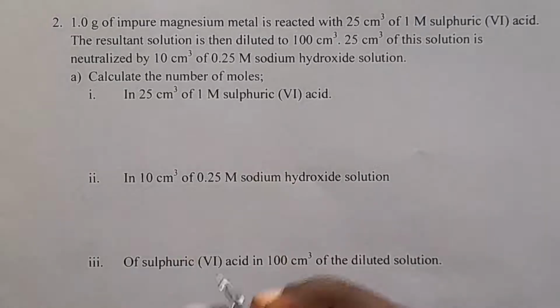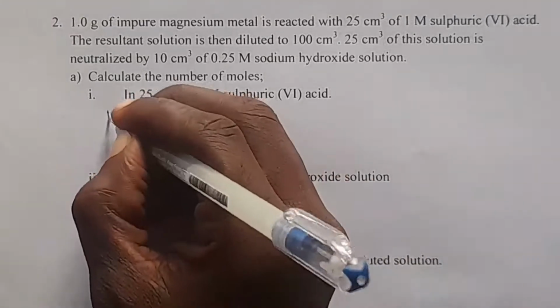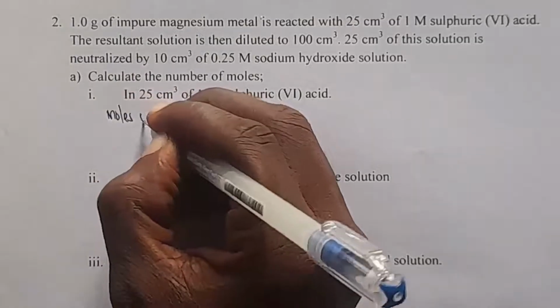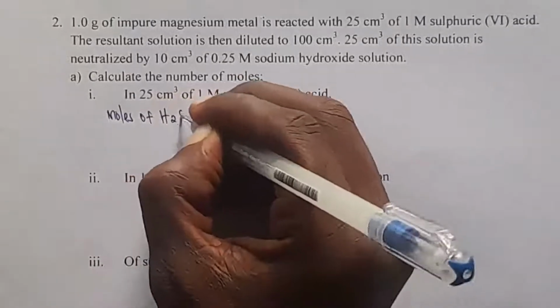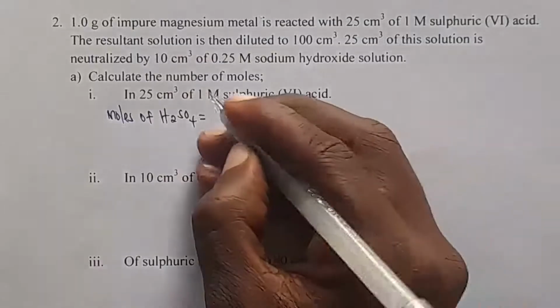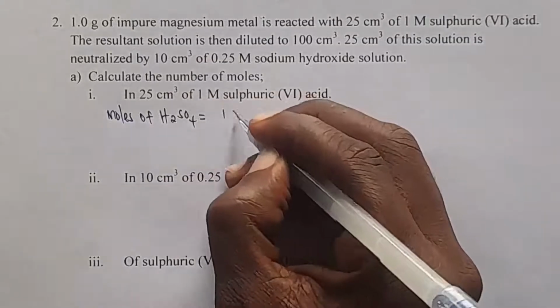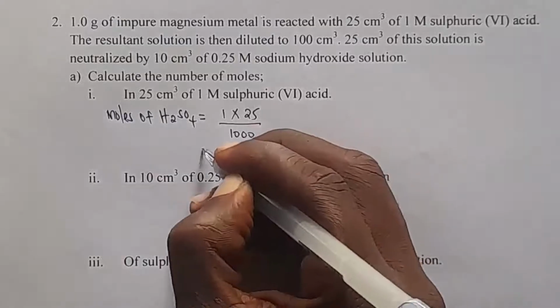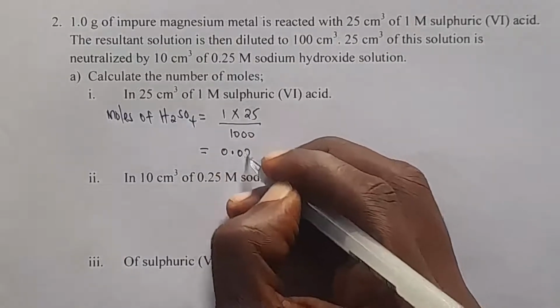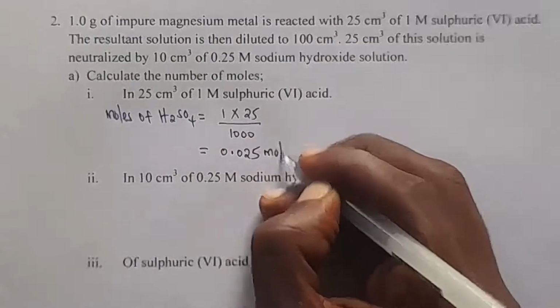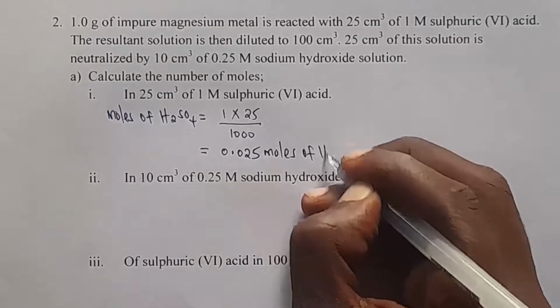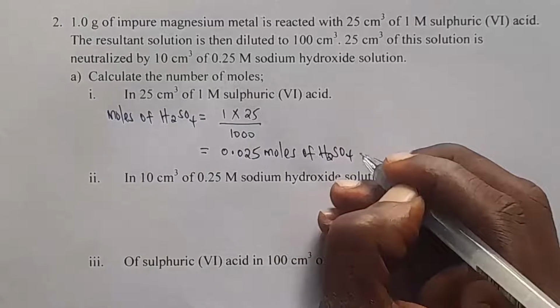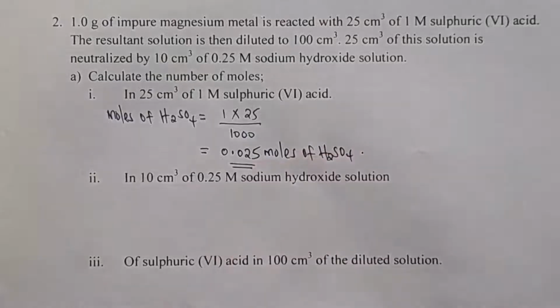So how are we going to get the number of moles? We're going to say moles of sulfuric acid is given by molarity, which is 1, multiplied by volume, which is 25, divided by 1000. So here we are going to get 0.025 moles of sulfuric acid. That will be for part A, Roman 1.